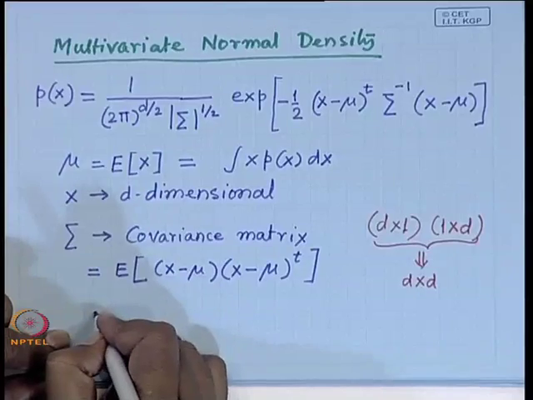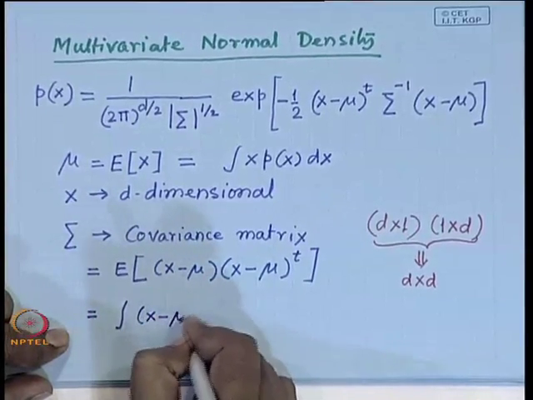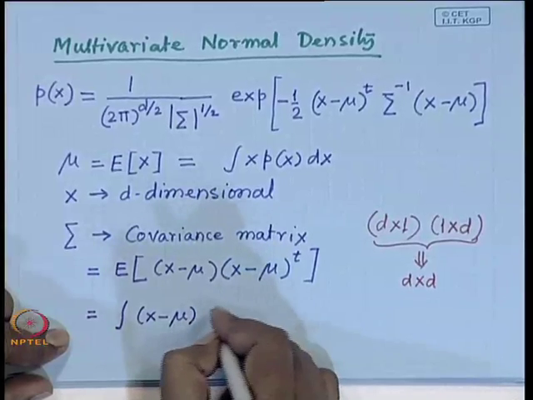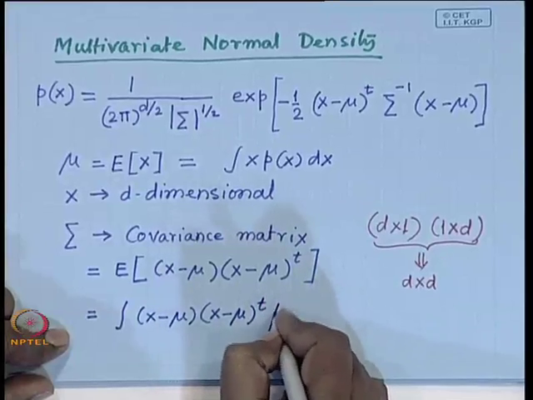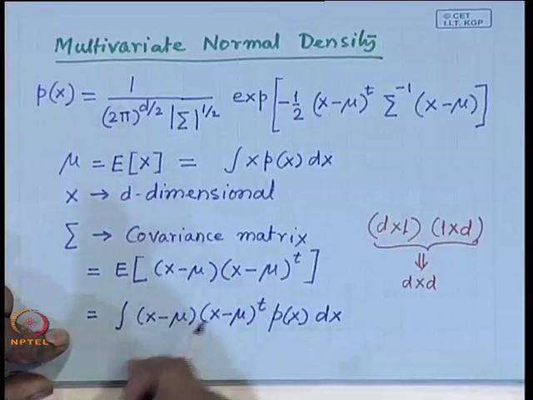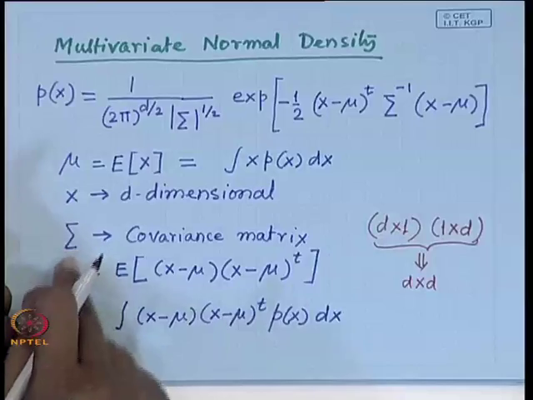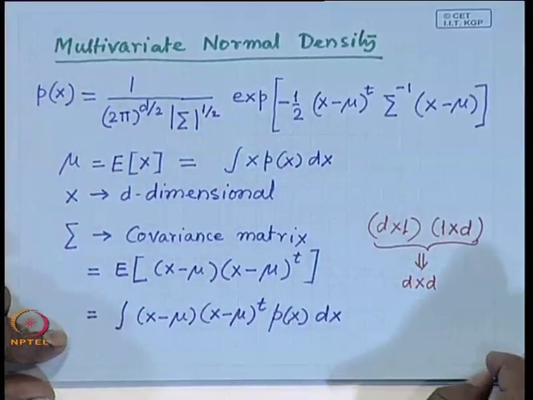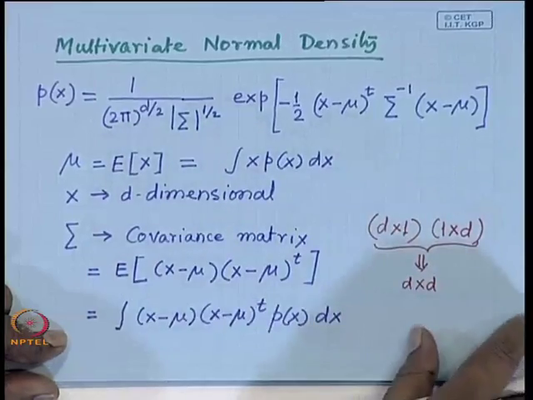So, as before, this can also be written in the integral form: (x minus mu) into (x minus mu) transpose p(x) dx. Take the integral of this over the limit minus infinity to infinity, and what I get is this covariance matrix sigma. Now, from here, let us compute the expected values of individual components.